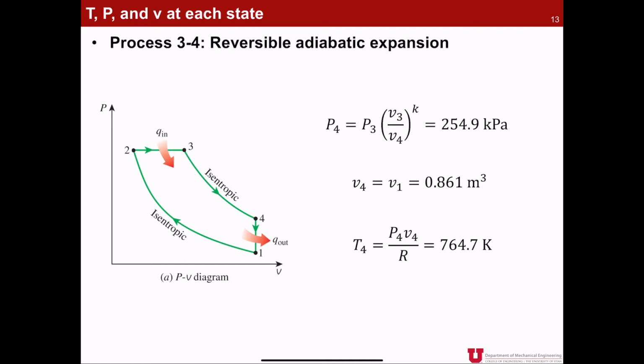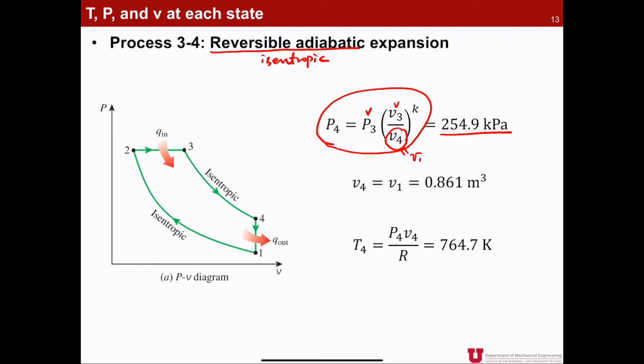Then also we can do exactly the same thing for the reversible adiabatic expansion, or isentropic expansion. Again, we use the same equation as we used for the compression process. Now we calculated P3 and we also know V3, and V4 is the same as V1. So we also know everything.